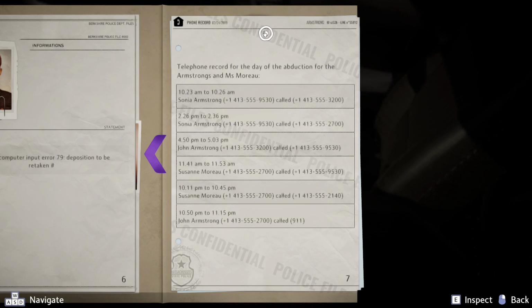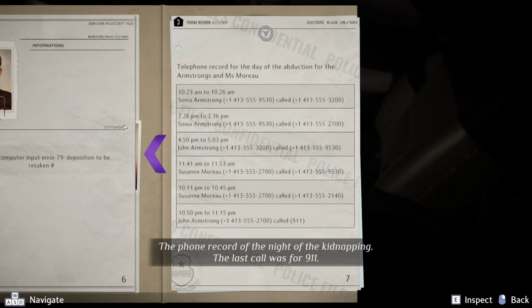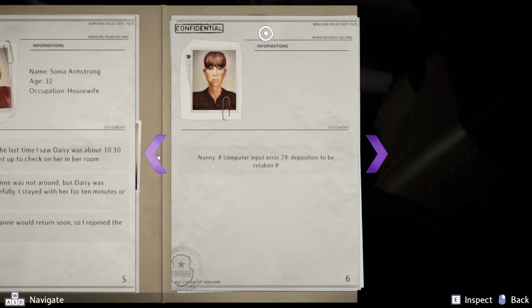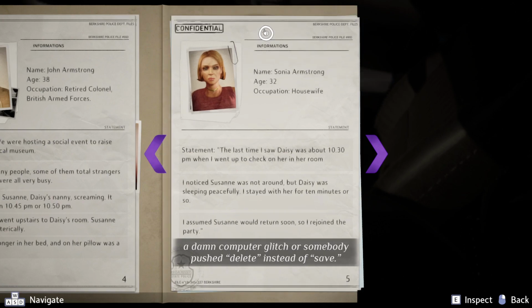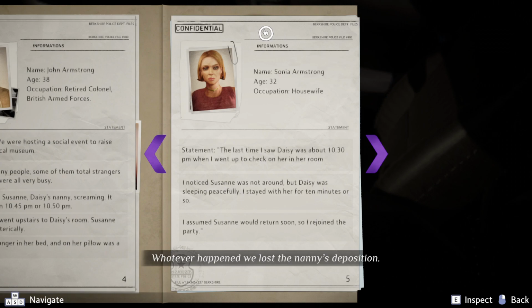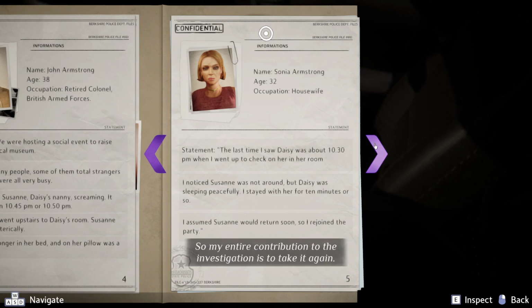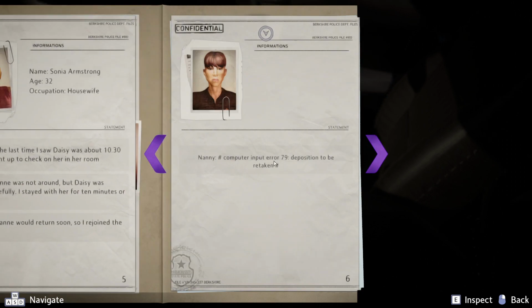All right. The phone record of the night of the kidnapping. The last call was for 911. That's just why I'm here. A damn computer glitch. Or somebody pushed delete instead of save. Whatever happened, we lost the nanny's deposition. So my entire contribution to the investigation is to take it again. Okay, yeah. Computer input error.